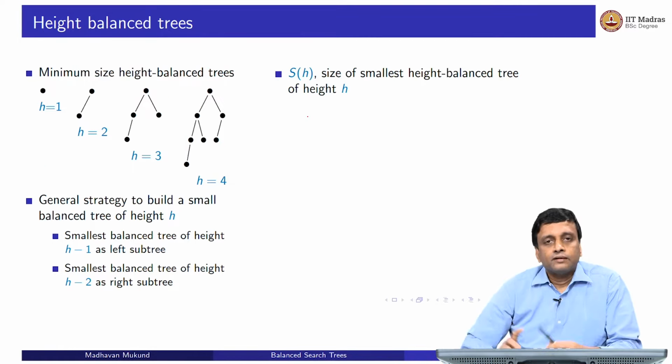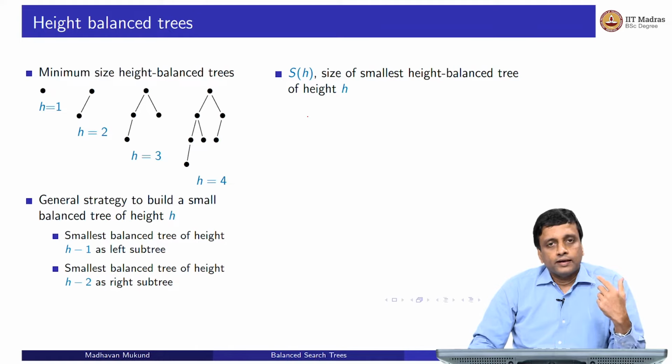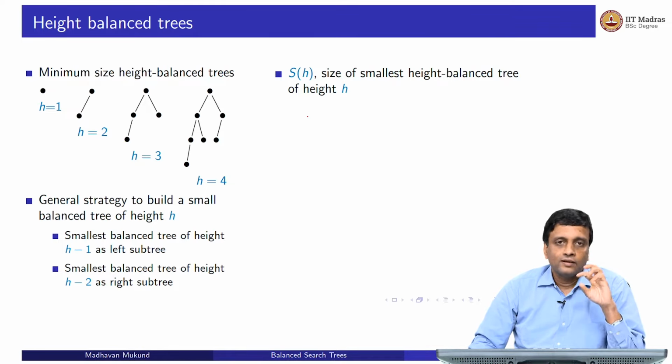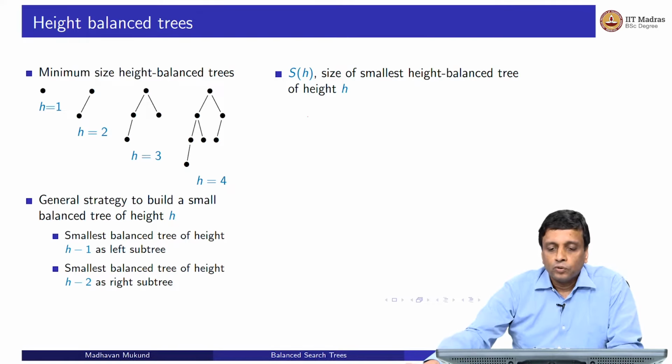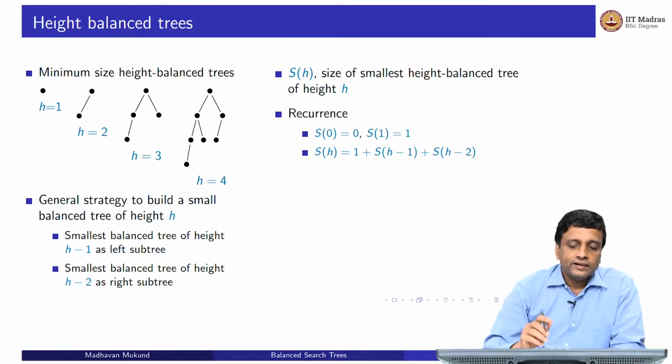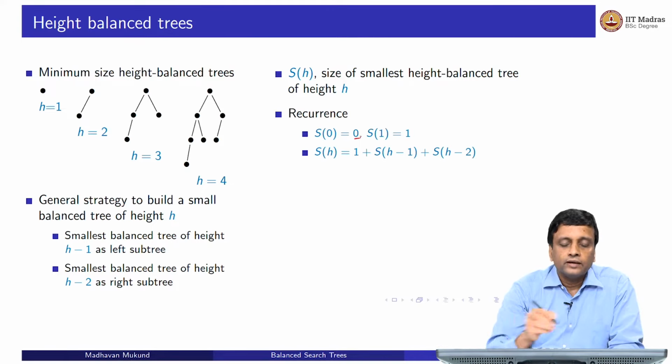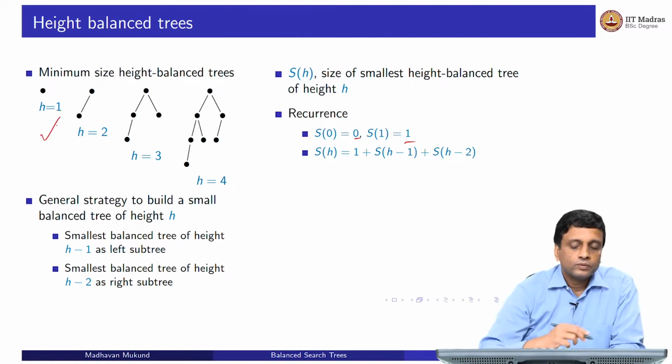So let us try to define this function. The capital S of h is the size of the smallest tree we can draw, which is height balanced and has height h, right? This is what we want to calculate. How big is, or how small is S of h compared to h? So we have seen that if the height is 0, then it is 0, right? The size of the smallest tree with height 0 is 0, and for 1 it is 1, that we drew.